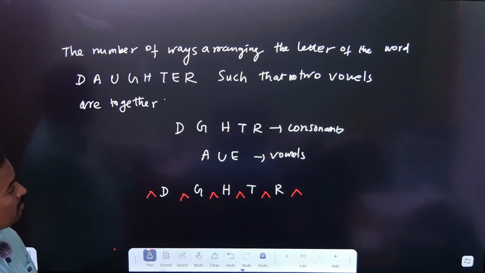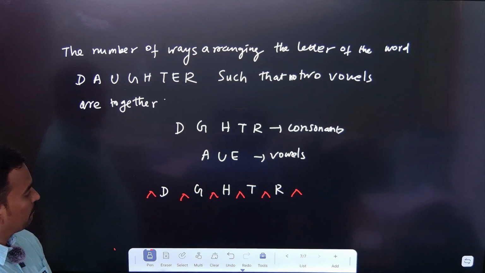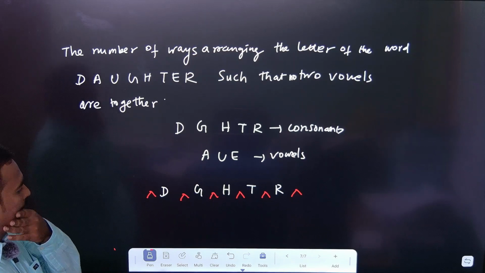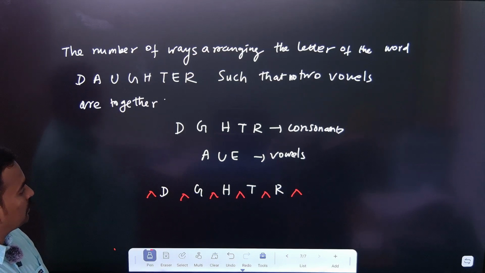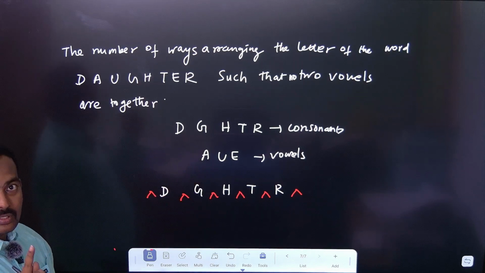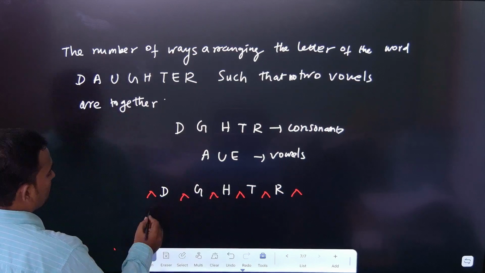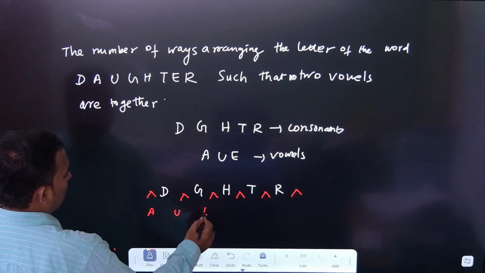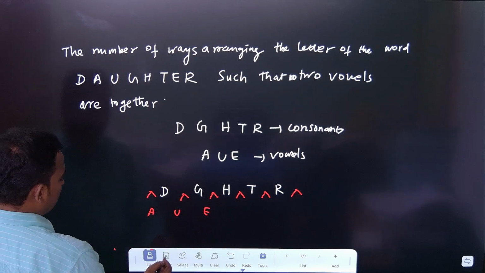6 gaps are there. How many vowels are there here? 3 vowels, right? But all 3 vowels are different, right? So there are 6 gaps and you have to select 3 gaps. Why? Because no two vowels are together, which means you have to fill them in the gaps only. For example, A, U, E are filled alternately, so no two vowels are together, right? Understand?